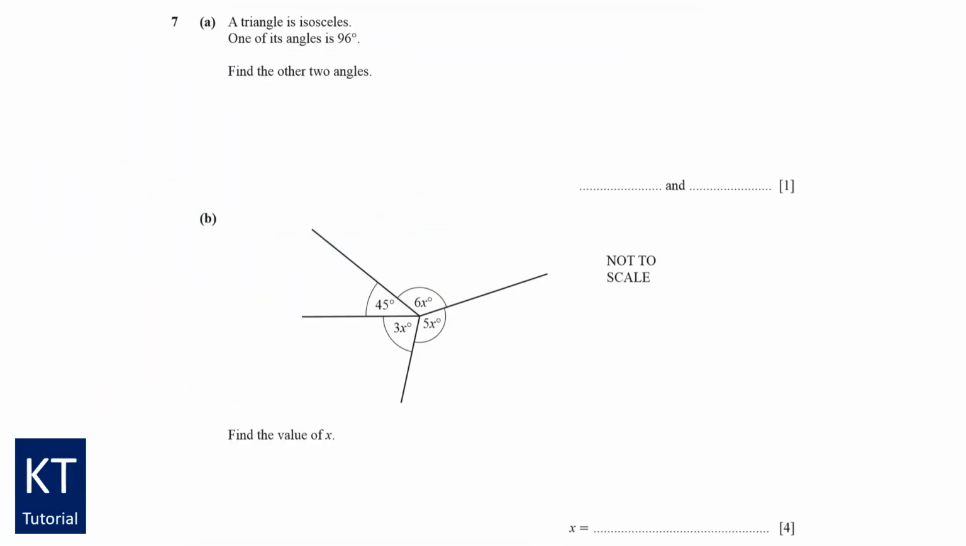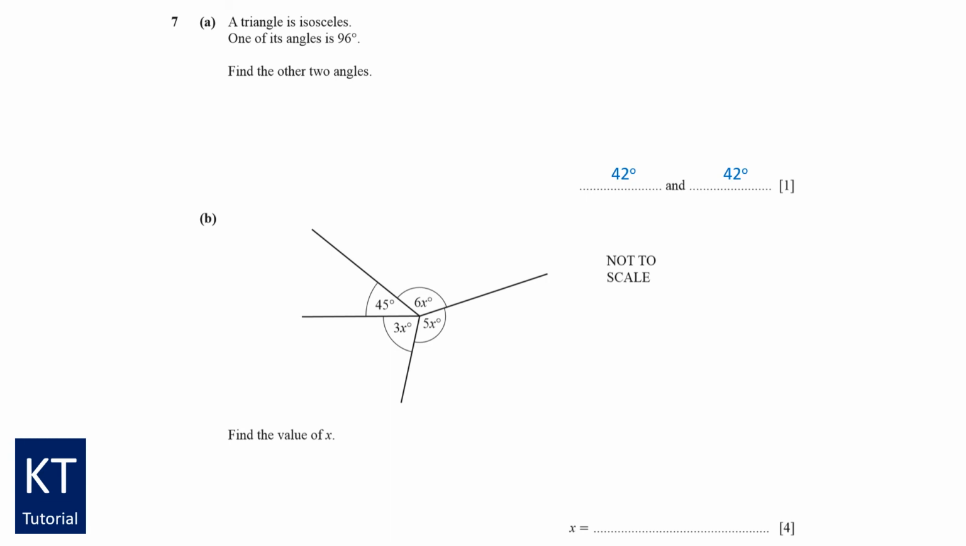Question 7a. A triangle is isosceles. One of its angles is 96. Find the other two angles. It is not possible for the given angle of 96 degrees to be one of the two identical angles, as it is larger than 90 degrees. With that being said, the other two angles can be calculated as 42 and 42 degrees respectively.